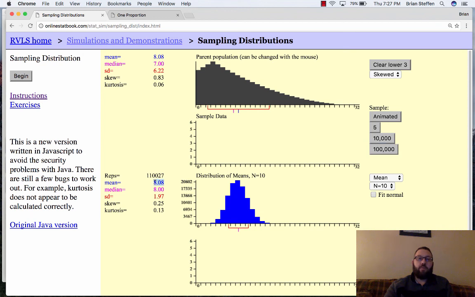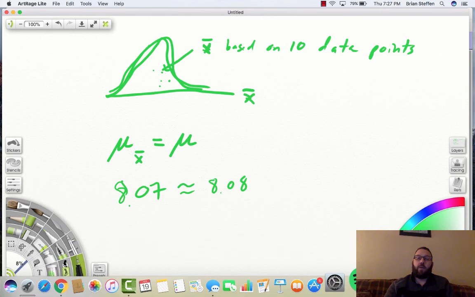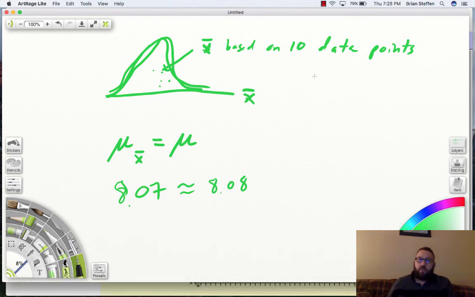My average of all of those right now is 8.08. The average of the original distribution was also 8.08. So you can see that it's basically there. But I had to get 100,000 samples to get there. It takes a while.